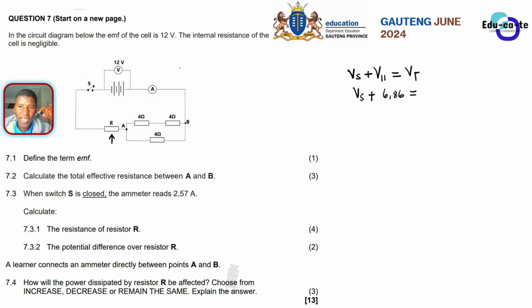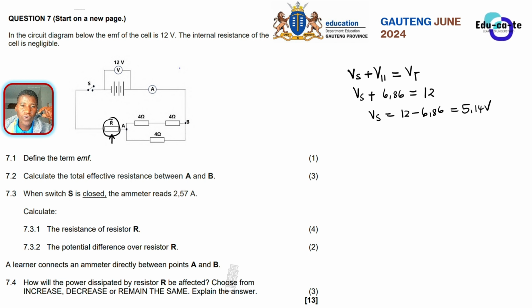And our total voltage is 12. So if we take the difference, we transpose to get the voltage across the series combination, the one that enters into this resistor R. It will be 12 minus 6.86, and that's going to give you 5.14. So 5.14 volts is the potential difference across resistor R.